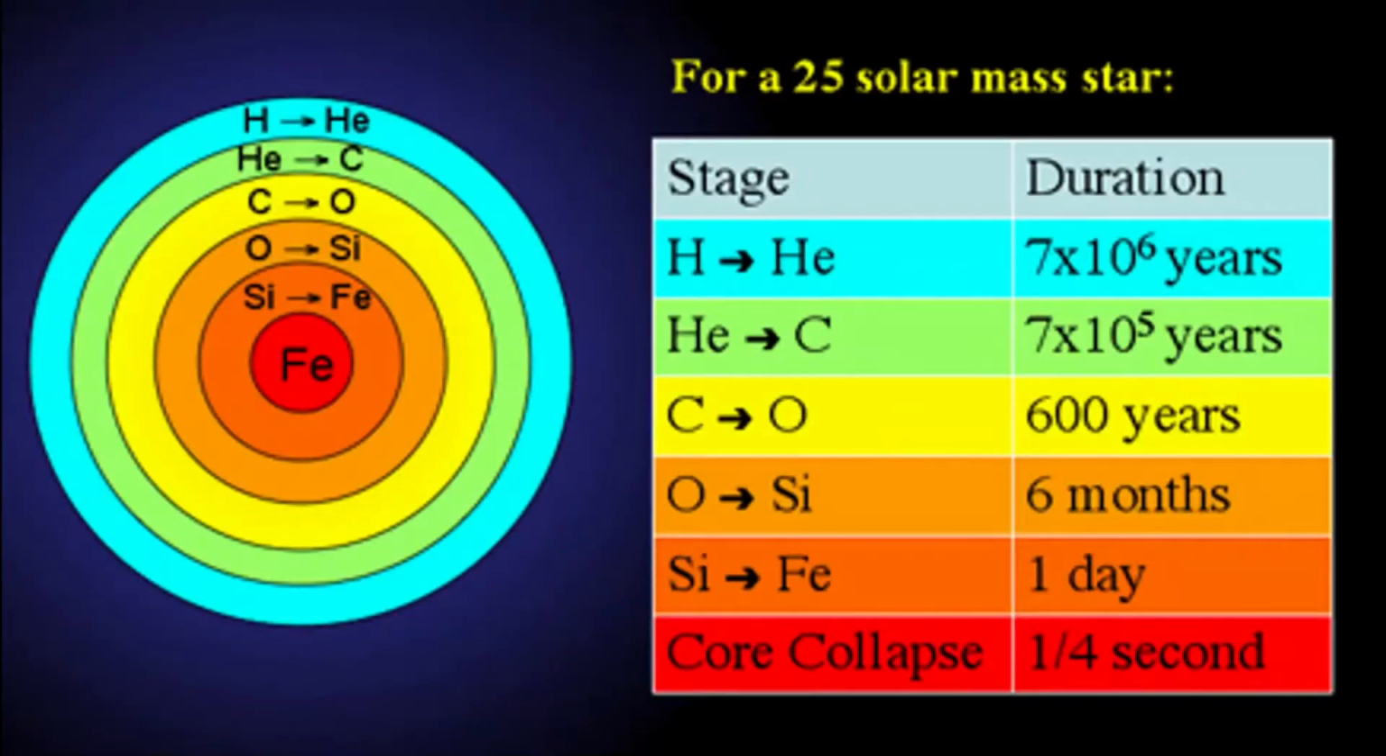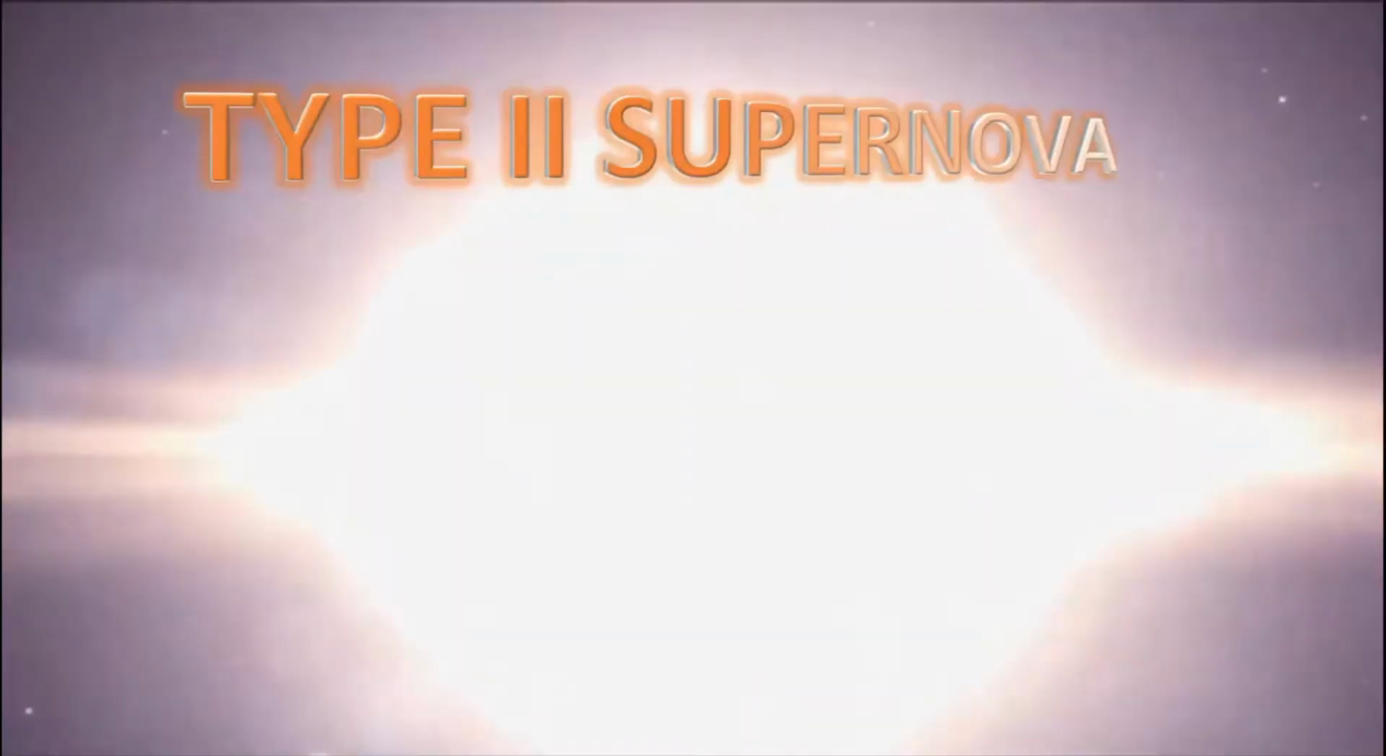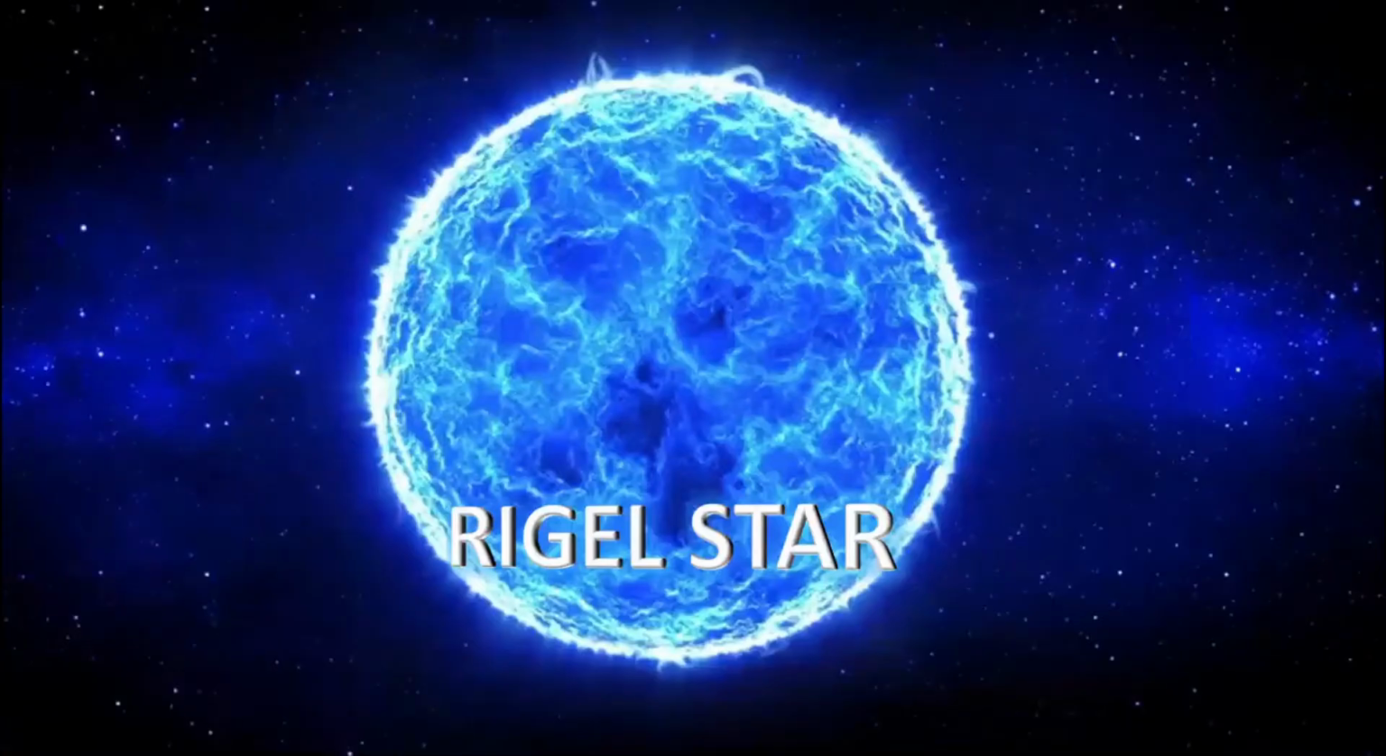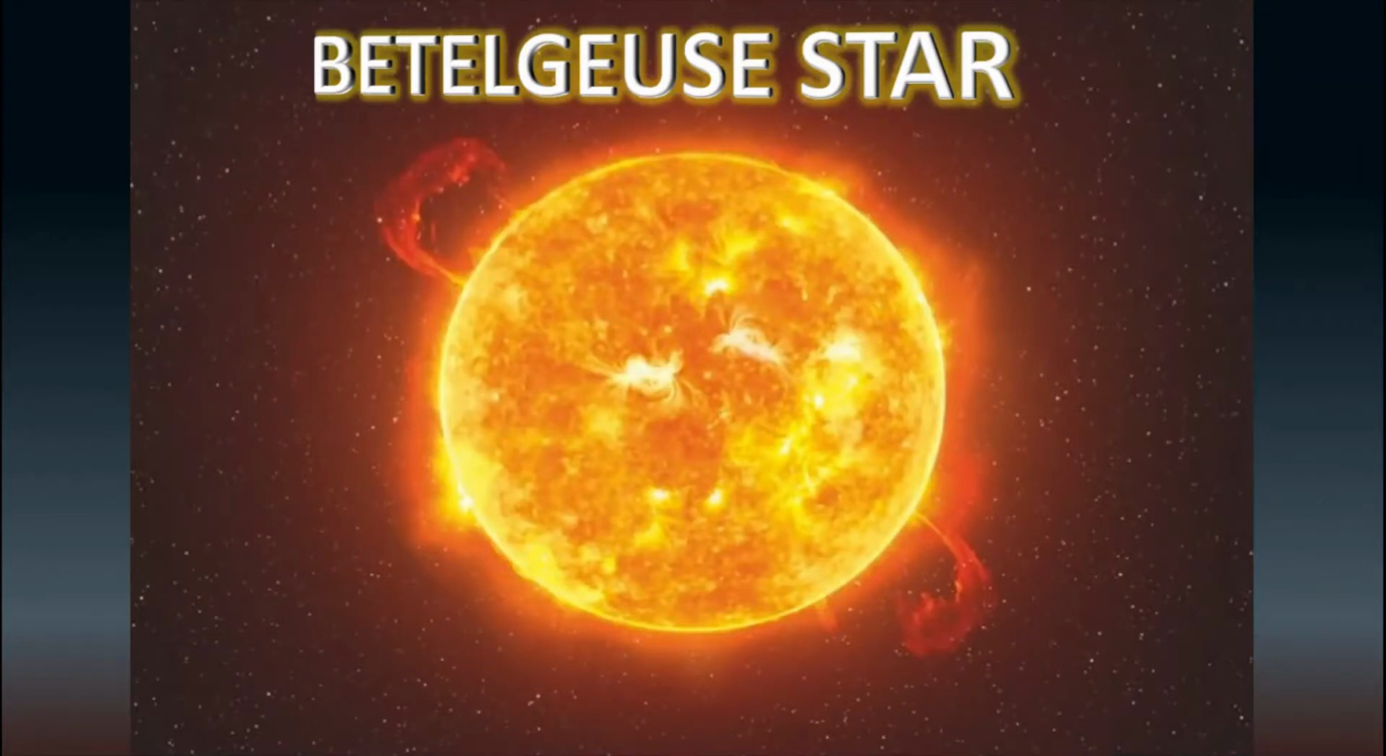After they have exhausted their hydrogen, they continue fusing heavier elements after helium exhaustion, such as carbon, oxygen, and silicon, until they develop an iron core, at which point the core collapses to produce a type 2 supernova. After the supernova, the remnant left is a neutron star. If the remnant has a mass greater than about 3 solar masses, it collapses into a black hole. Rigel star is a blue-white supergiant and Betelgeuse star is a yellow supergiant.